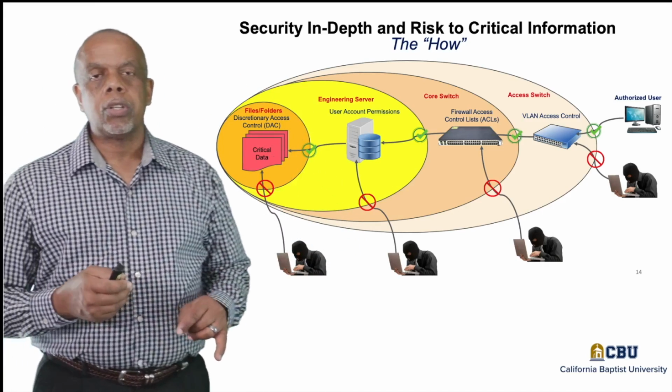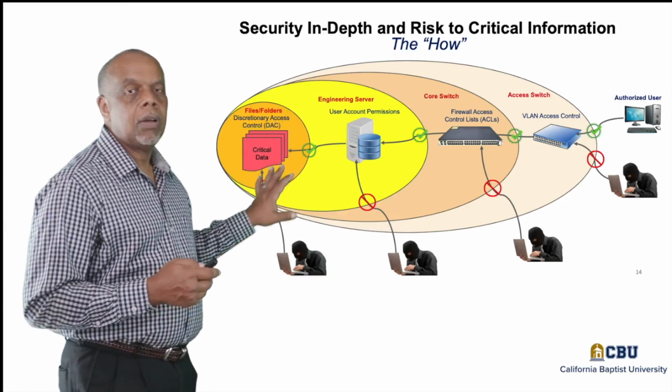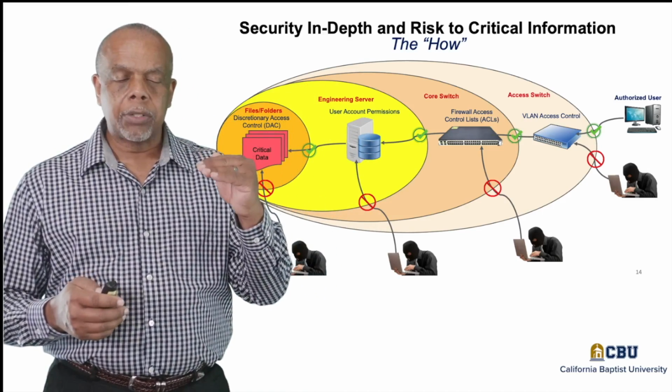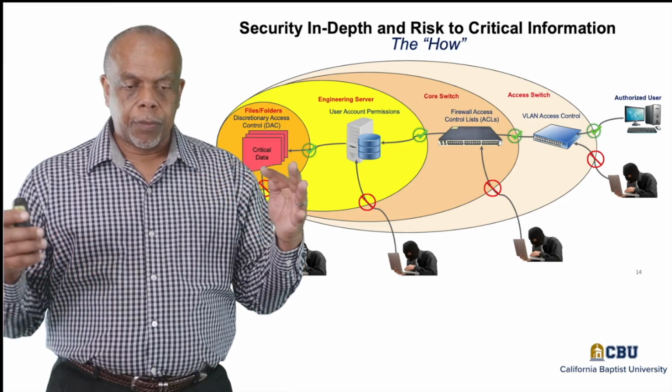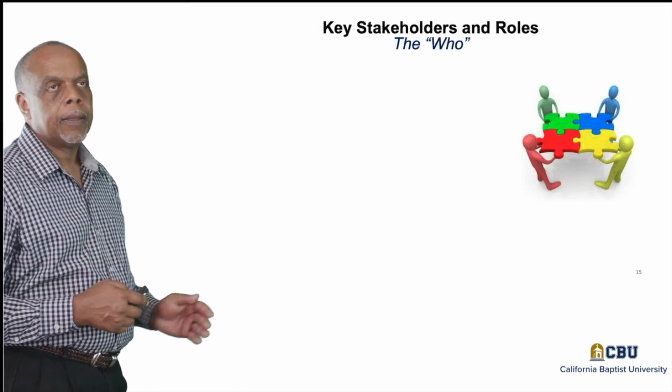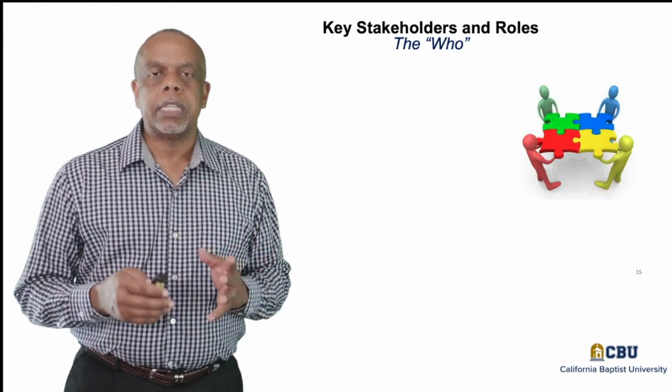So that is the security in depth, which tells us the how. Now that we've got our policies, procedures, our governance, doctrine, and we've applied our risk frameworks, now this is the how. We want to do that. So in this process, who are some of the key stakeholders?